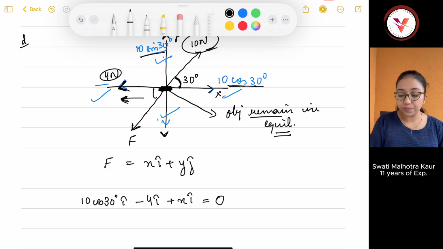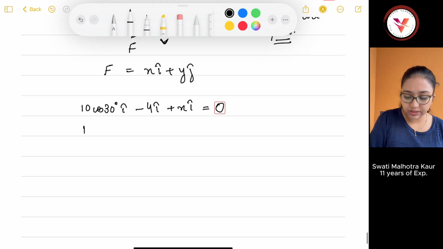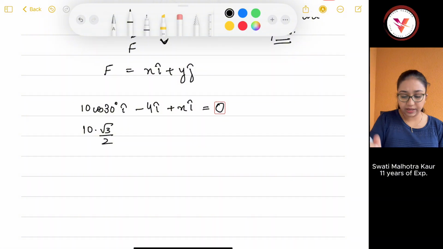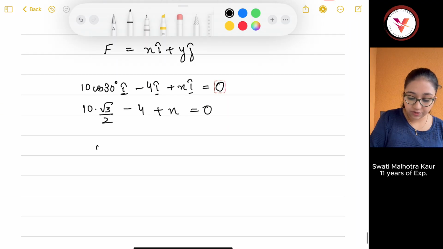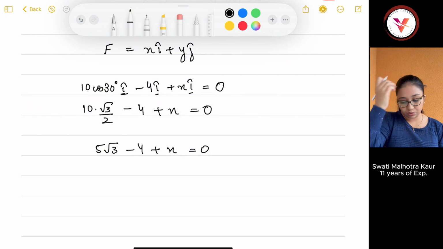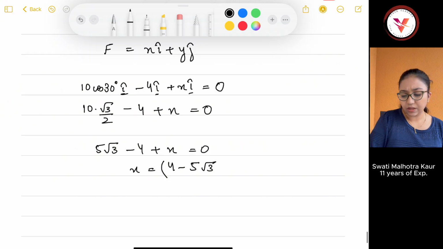We'll do that also. So from here you can say that cos 30 degrees is root 3 by 2, and we are taking all I components, so we can remove this I cap here. It's simply 5 root 3 minus 4 plus x equals to 0. Either you can put the value of root 3 here, or x could be written as 4 minus 5 root 3, which is negative, I cap.